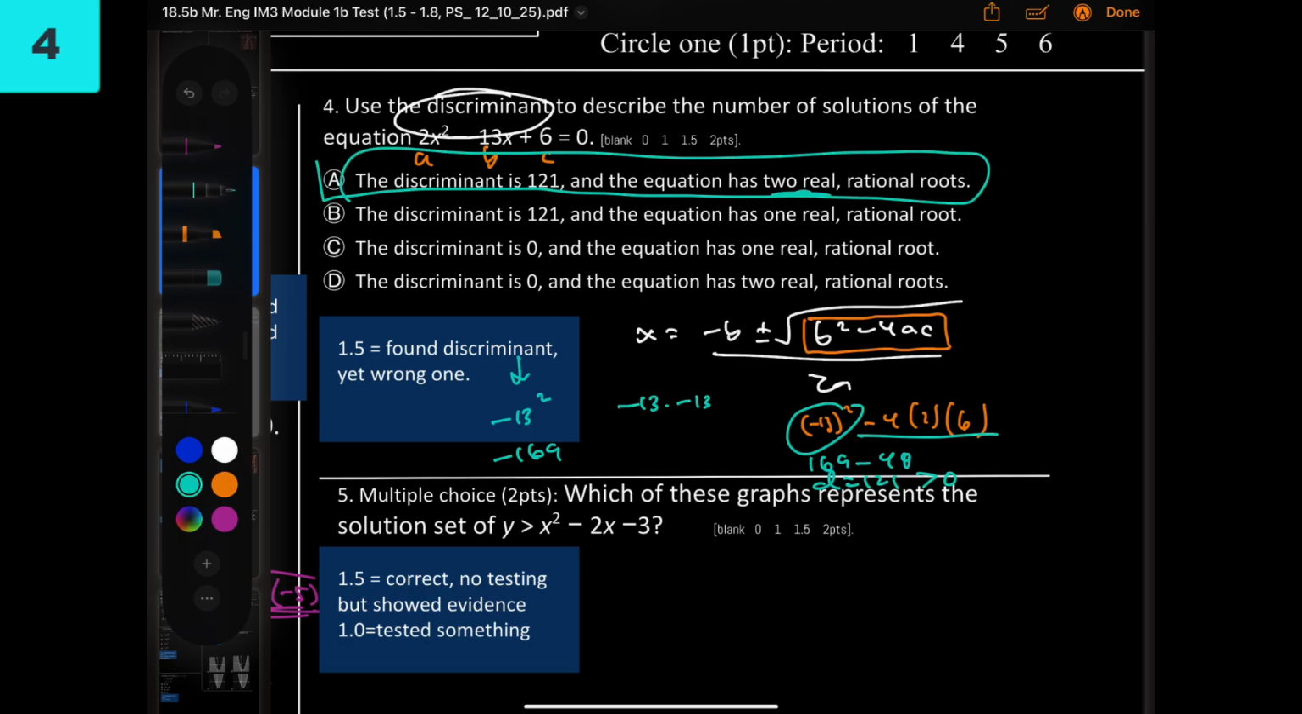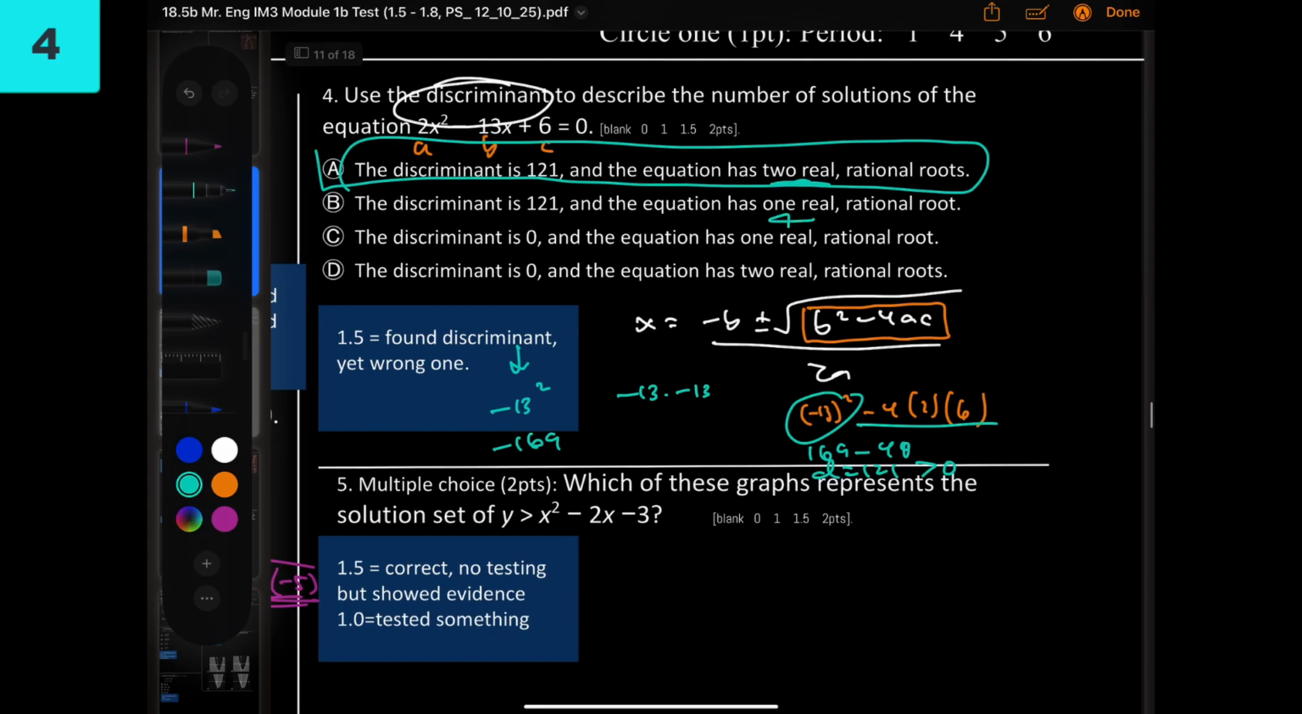If you marked it, it was showing us the work. You found the discriminant, you picked the wrong one, maybe it's B. It would have been 1 if the discriminant was equal to 0.